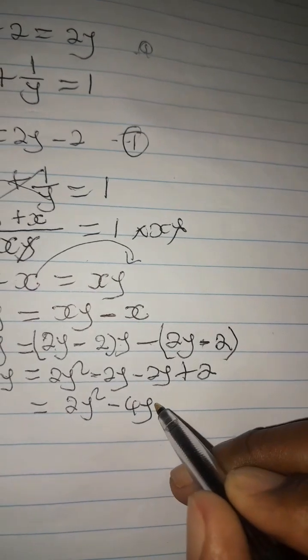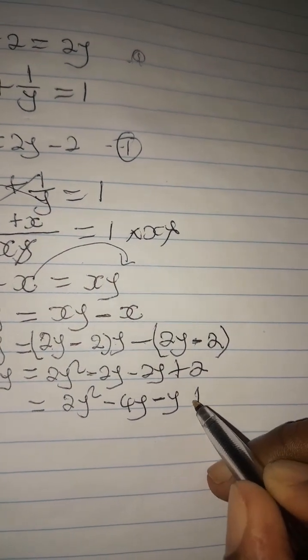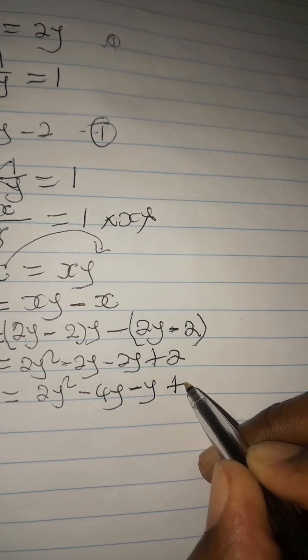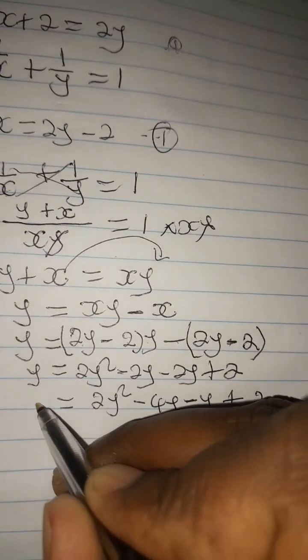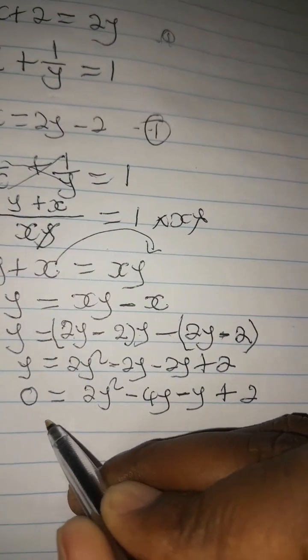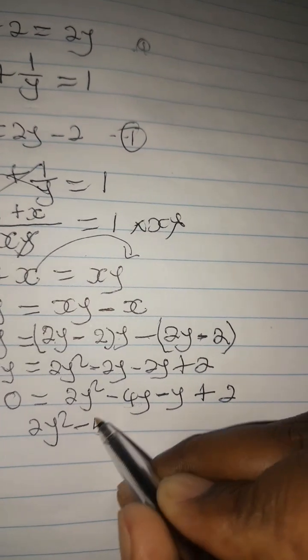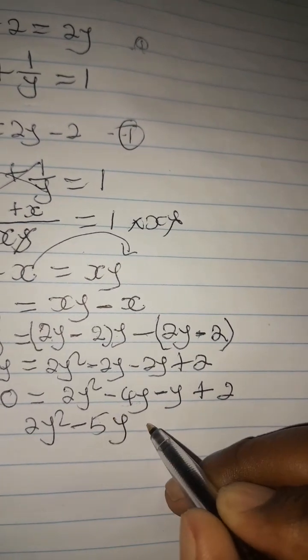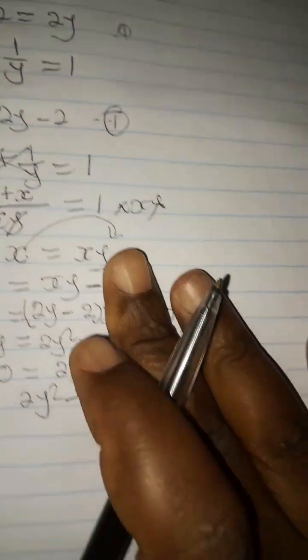Let's take this to the other side. We are going to have more negative y, as well as plus 2. Then remember, we can place 0 since it's a quadratic. So we have 2y squared, then like terms, this will be negative 5y plus 2 equated to 0.